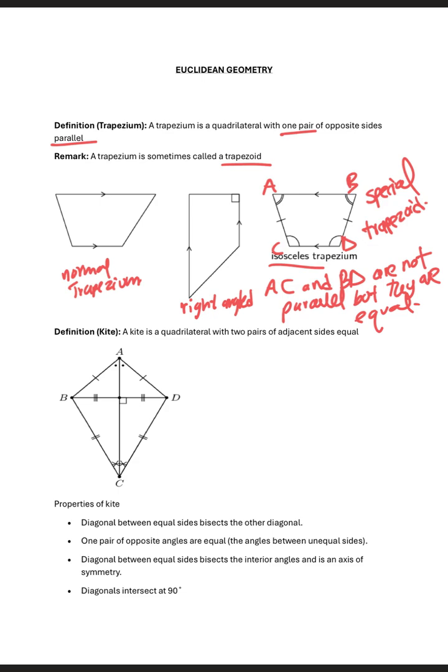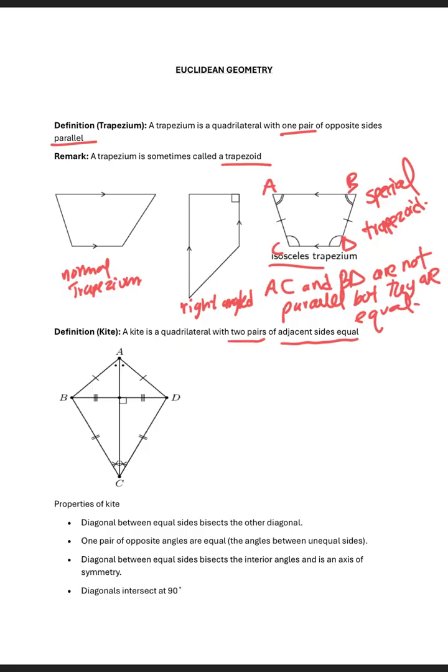And then we have a kite. What is a kite? A kite is a quadrilateral with two pairs of adjacent sides that are equal. So we have two pairs of adjacent sides that are equal. Adjacent sides are sides that share a common vertex, right? For example, if we look at side AB and side AD, they all share the vertex at A, right?